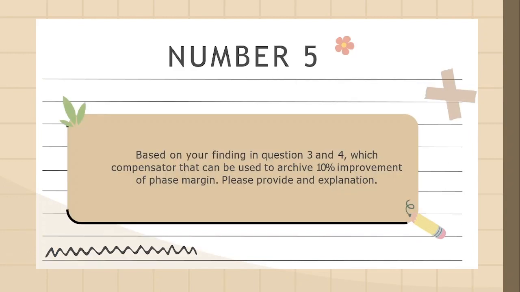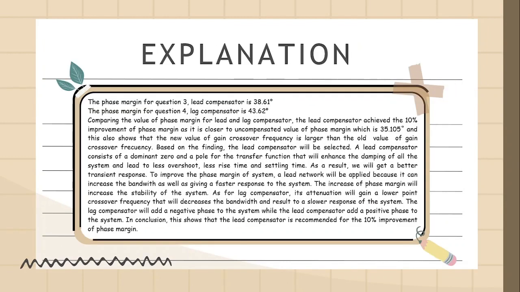Next question. From questions 3 and 4, we need to determine which capacitor can be used to achieve a 10% improvement of phase margin. We also need to provide an explanation. So this is our answer.